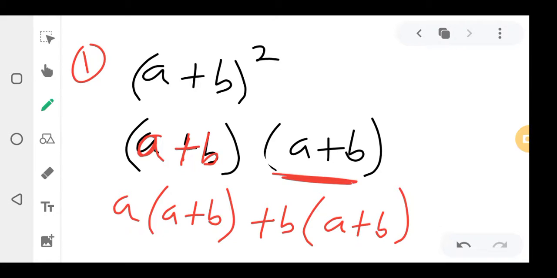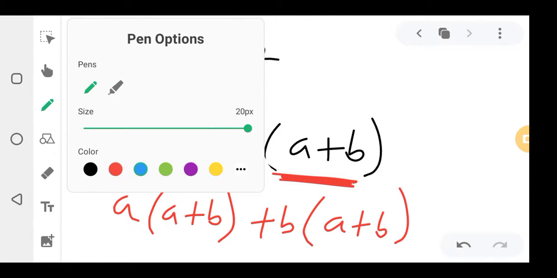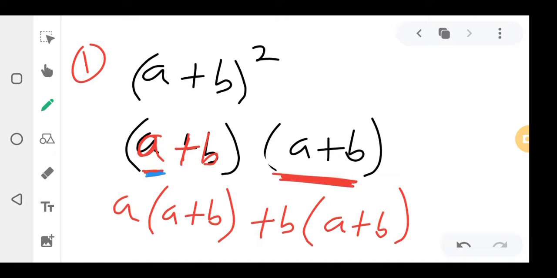Have you seen what I've done? I pick the first letter a, I multiply it with everything this side. You see this a? That's the one that came here, and then I multiplied it with everything here. And then I took plus b, which I brought here, and again I multiplied with everything here. So you multiply the first letter times everything there, and then you put plus b times everything there, and then you expand now. That's when you can multiply.